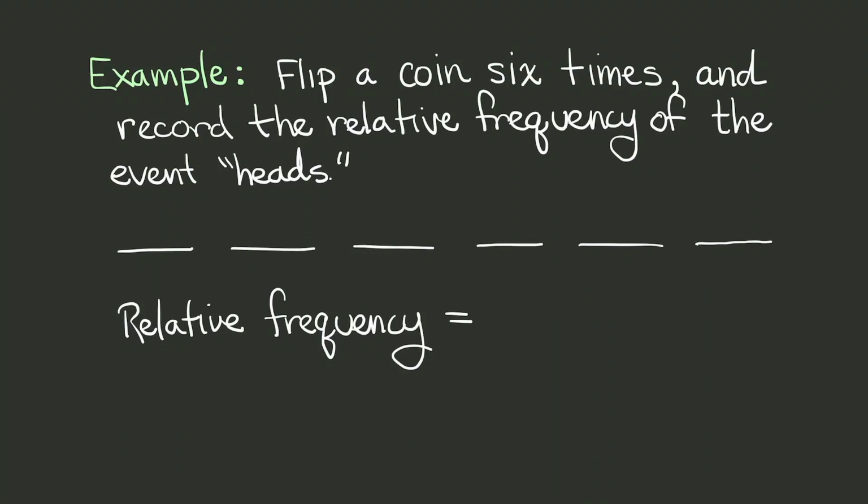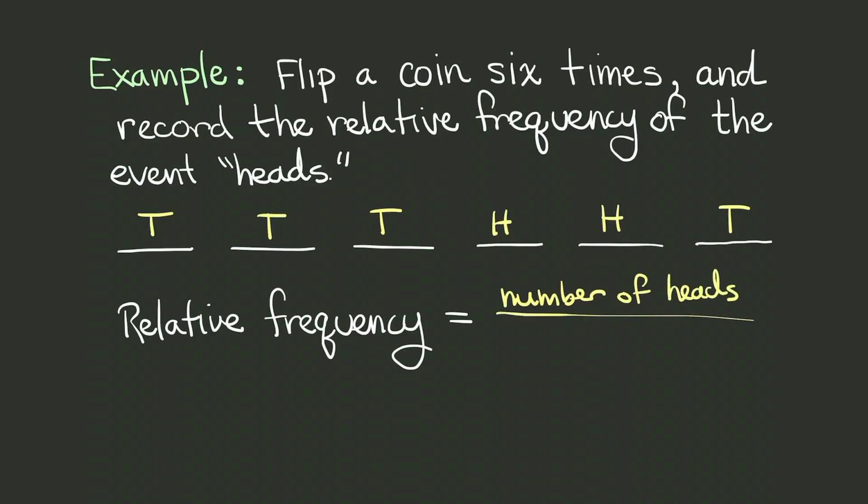Let's look at an example. We're supposed to flip a coin 6 times and record the relative frequency of the event heads. So let's assume I've done that, and the coin lands on tails, tails, tails, and then it lands on heads twice, and then tails again. Then the relative frequency of heads is going to be the number of times it lands on heads divided by the total number of flips. So here we're going to get 2 over 6, or 1/3.